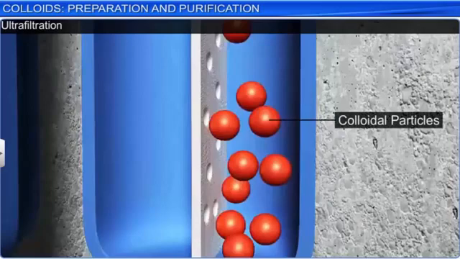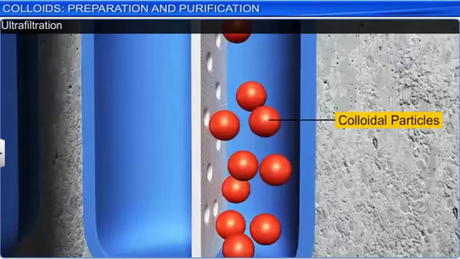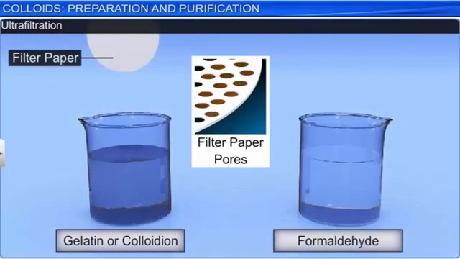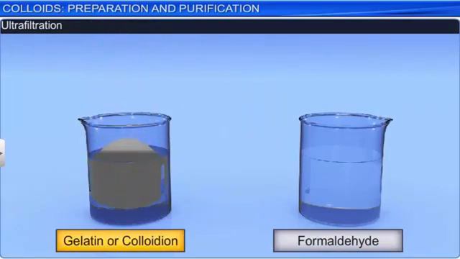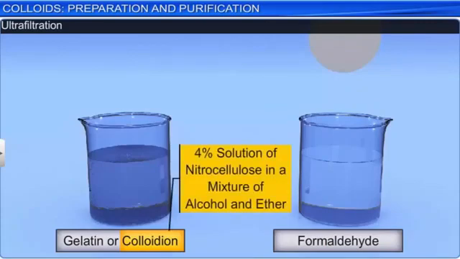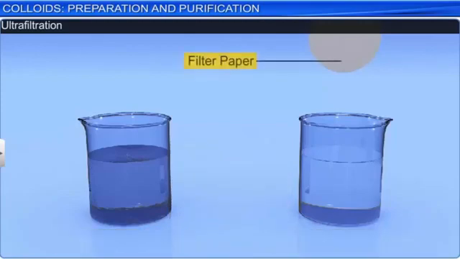The size of the pores in the filter paper can be decreased by soaking it in a solution of gelatin or collodion, followed by hardening with formaldehyde. Usually a collodion solution is a 4% solution of nitrocellulose in a mixture of alcohol and ether. The filter paper thus formed is known as an ultrafilter and prevents the colloidal particles from passing through it.